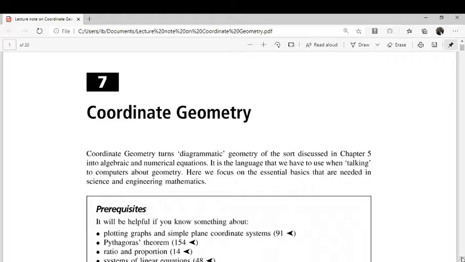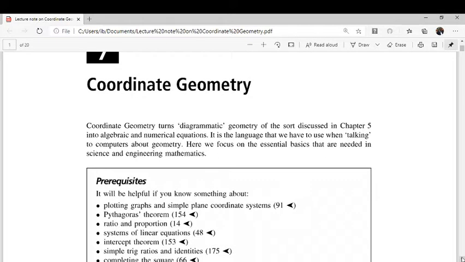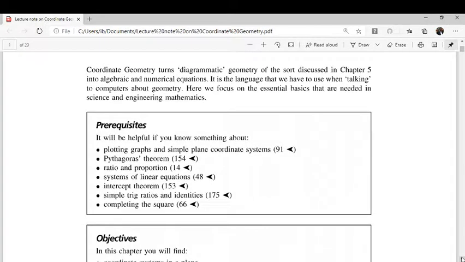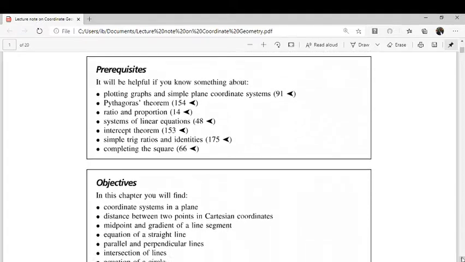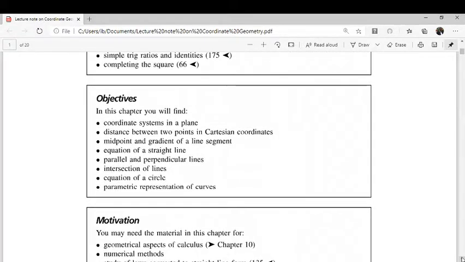So we want to look at coordinate geometry. Your knowledge of geometry has beautiful applications. We use it in sciences and in engineering mathematics. And what do you need to know about coordinate geometry? There are three major objectives we need to emphasize in the lecture today.